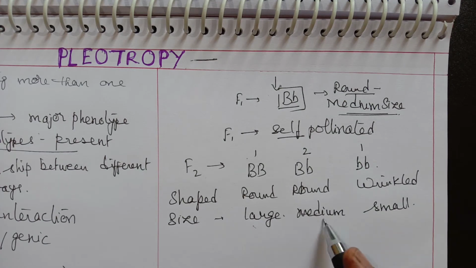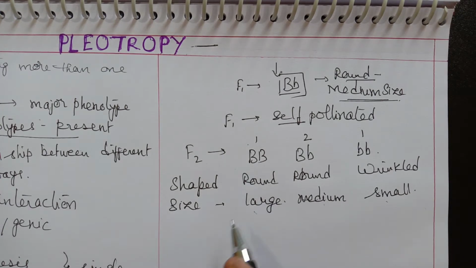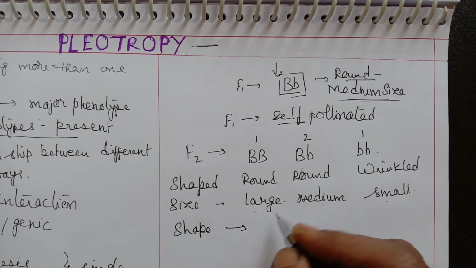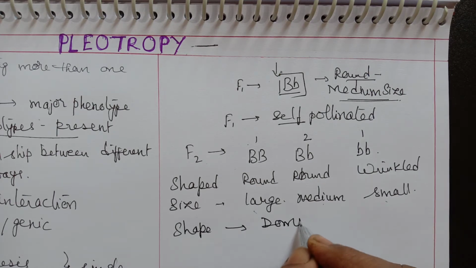So we obtain here three different types of phenotypes. Here it is concluded that with respect to the shape of the seed, the character is showing dominance.